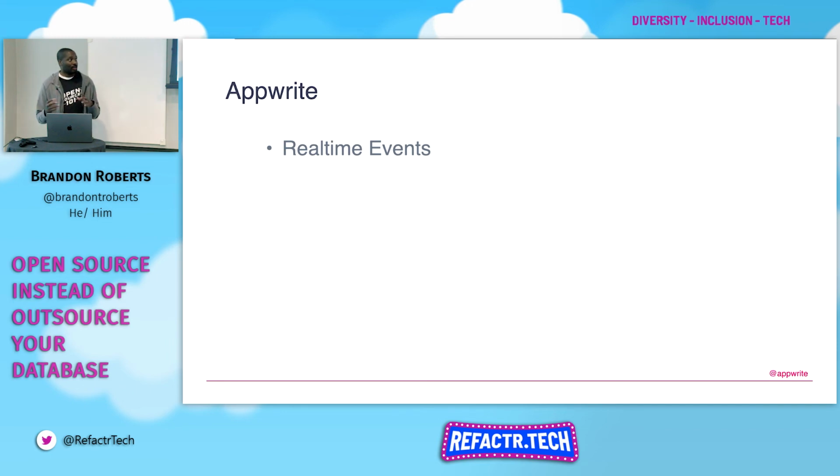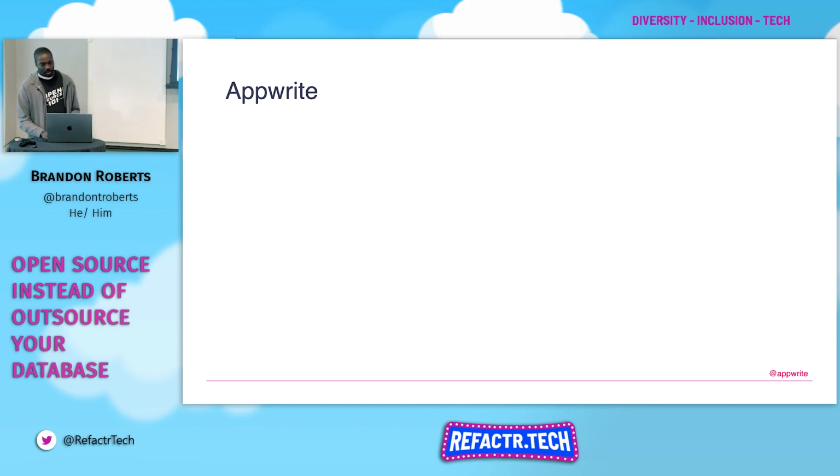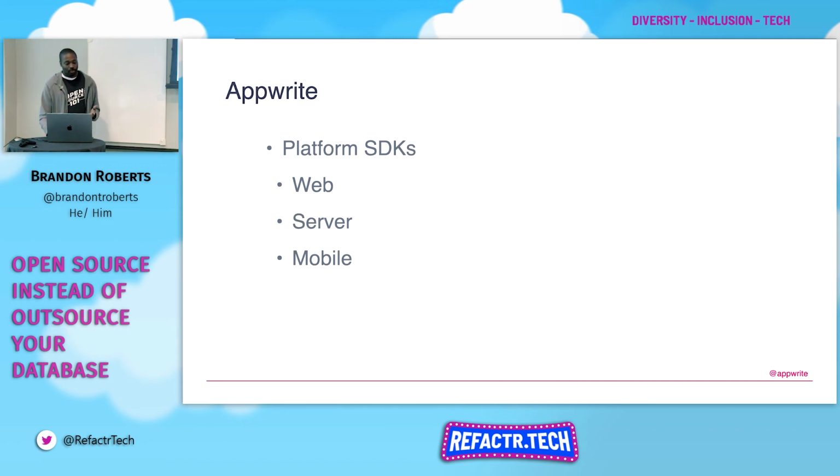Real-time events. Like I said, if you have an application that's highly interactive and you want to send real-time events to the user, it allows you to do that with system events or database events, and like I mentioned before, with functions. As I talked about, there are abstractions for platform SDKs, whether it be web, server, mobile, or Flutter. These SDKs allow you to interact with Appwrite, as a self-hosted solution or a cloud solution.